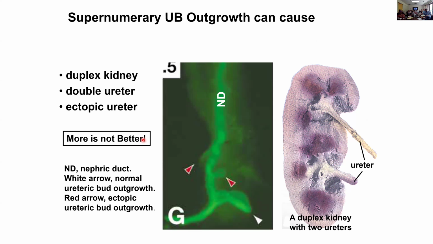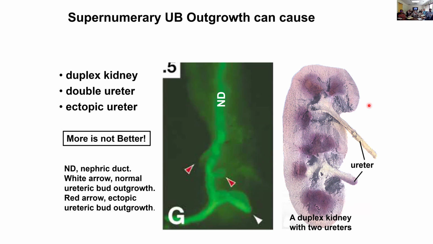So we talked about if you don't have UB outgrowth. What if you have too much? That's not better at all. If one develops multiple UB outgrowths, that can lead to duplex kidney, double ureter, and ectopic ureter. One can also have horseshoe kidneys, and worse than that, this kidney, at least histologically, doesn't look as bad.